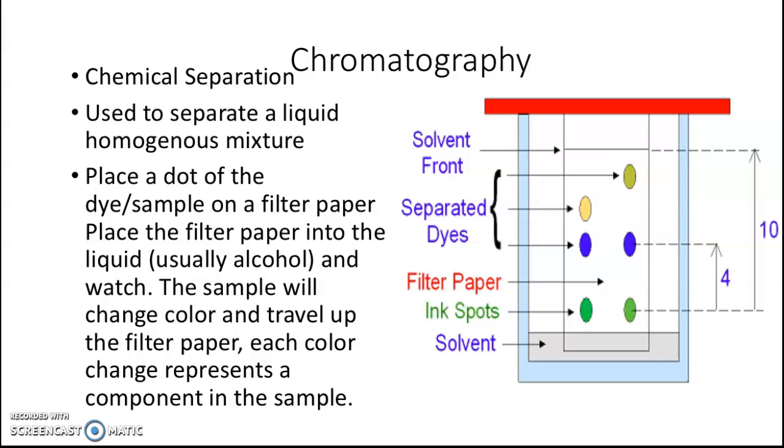When we're done with that, all we have to do is measure the distance in centimeters and we're able to identify what the substance is. So chromatography is being able to identify what's in an ink sample, right? And it's usually a liquid homogeneous mixture. It is a chemical separation. All right. So those are our four main separation techniques. We use others. But for right now, you're always going to hear about these four.